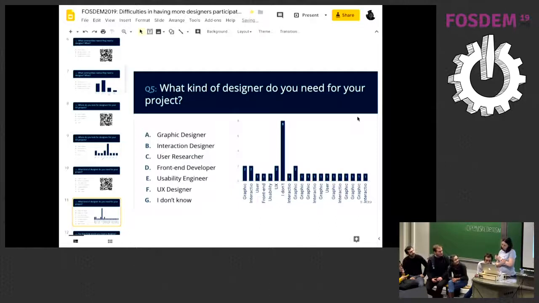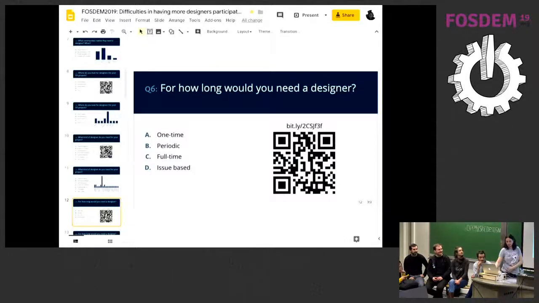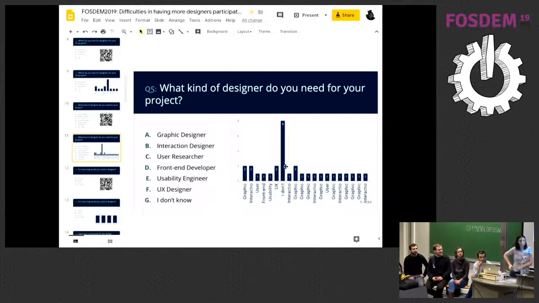Okay, so there are 8 people that said they don't know. Question there? Yes. My question is, since I answered I don't know, it's partly because I'm not sure what the difference is between some of those roles. Could you explain the difference between interaction designer, usability engineer, and UX designer?